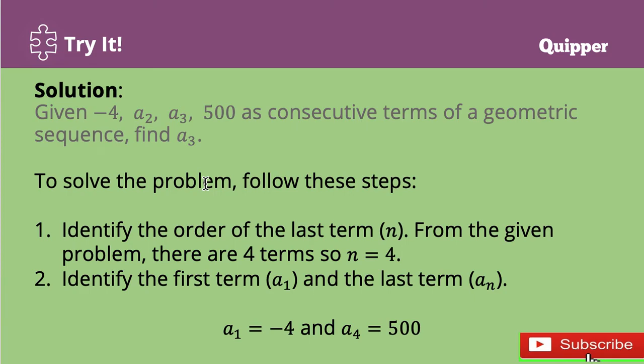Again, to solve this problem, we'll follow the same steps. First, identify the order or the number of terms. From the first term, which is negative 4, to the last term, which is 500, we have two geometric means to be inserted. Therefore, the value of n or the number of terms is equal to 4. Second, identify the first and the last terms. For a sub 1 or the first term, that's equal to negative 4. And for the last term or a sub 4 is equal to 500.